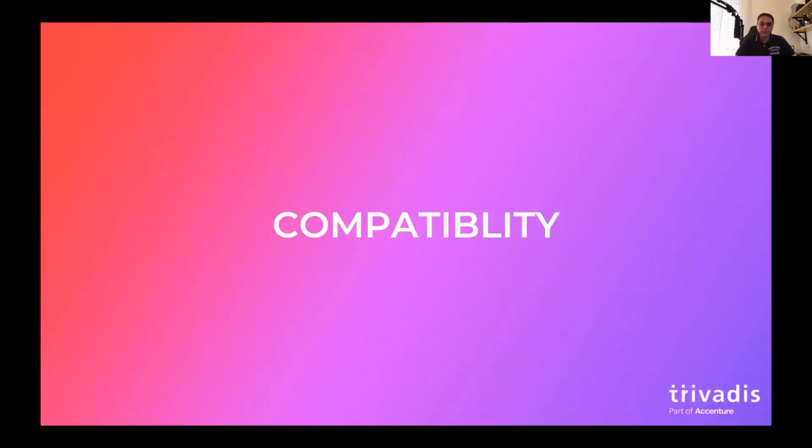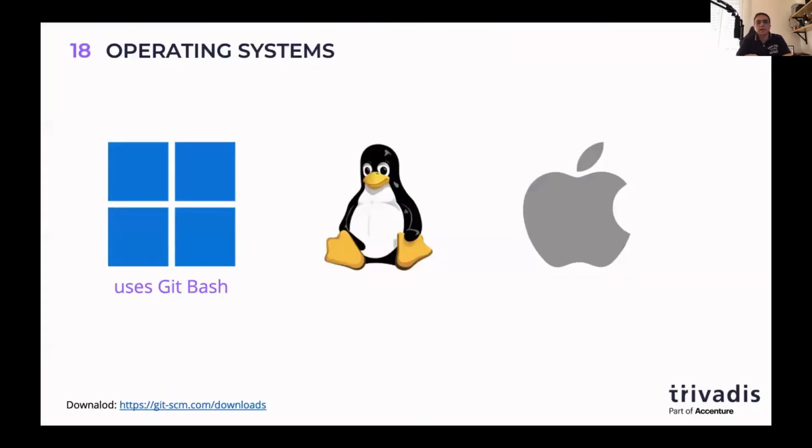Another topic when we talk about hooks is the compatibility. So the question is probably, where does it run? On which OS does it run? We talk about scripts here, and we talk about typically shell scripts here. And Git is designed originally for Linux, but it works also on all Unix derivatives like Apple. And it also works on Windows using Git Bash.